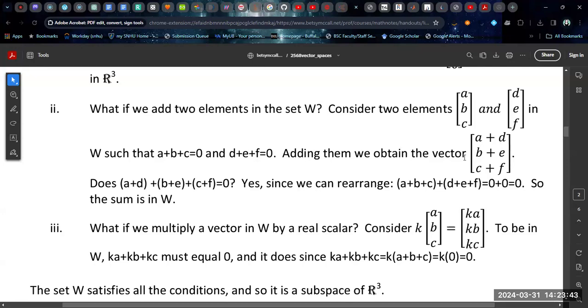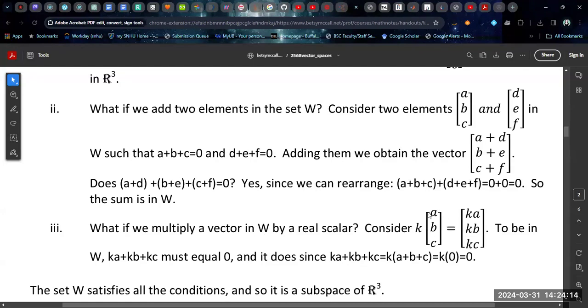So does A plus D plus B plus E plus C plus F equal 0? Well, yes, because if I collect all my ABCs and all my DEFs, A plus B plus C is 0, and D plus E plus F is 0, and therefore 0 plus 0 is 0. So the sum of these will also still add to 0. So that's test 2.